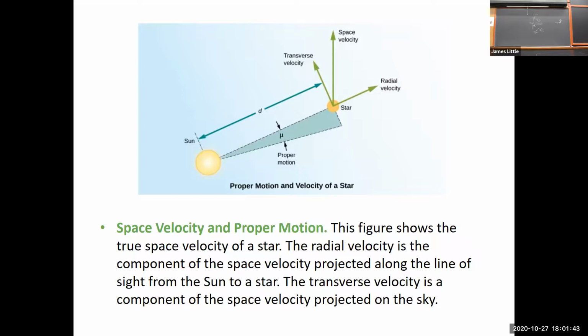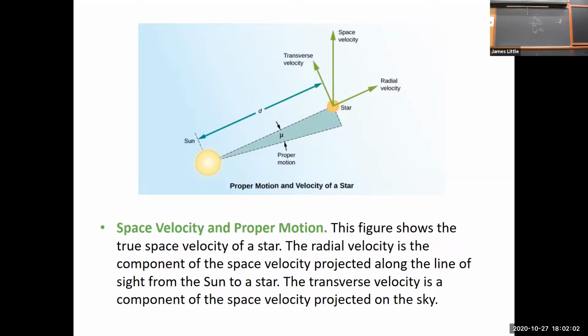Because transverse velocity is so difficult to measure, we, as astronomers, are in a ridiculous situation where we often do not know how fast things are really moving. We know how fast they're moving towards us. We know how fast they're moving away from us.